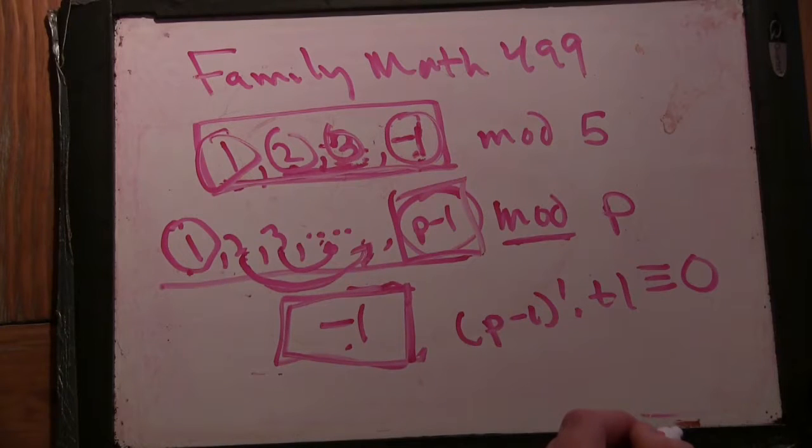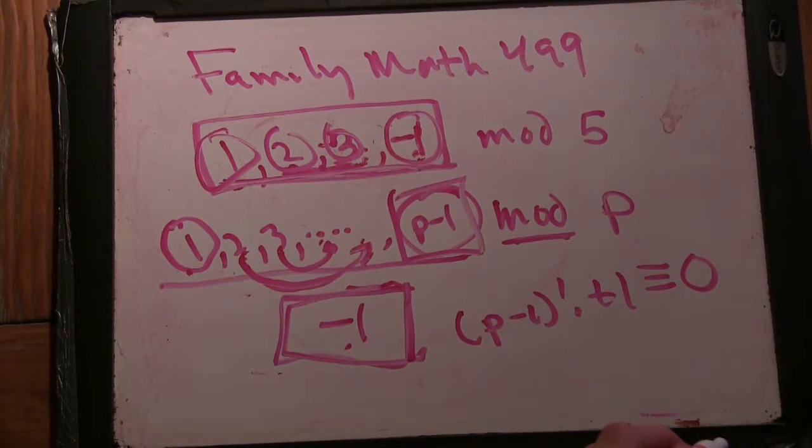So how about that? Cool. That's why it works. So if it's not a prime, it doesn't work. If it is a prime, it does work. It's pretty cool. So that means, by the way, if it's not a prime and it doesn't work, that means if it does work, it has to be a prime. So that is really neat.